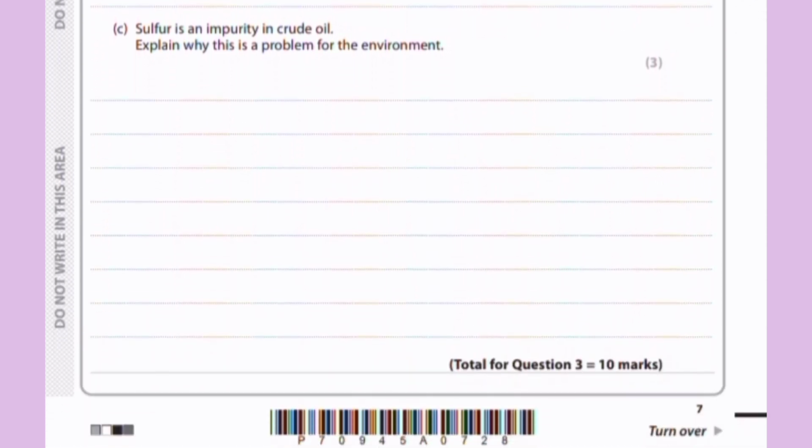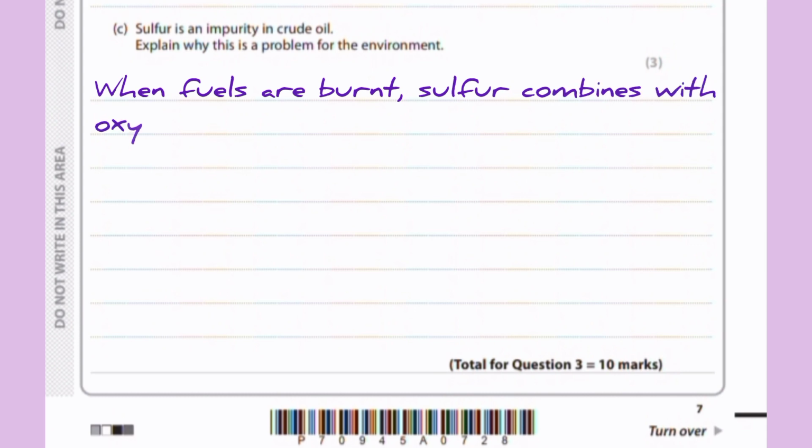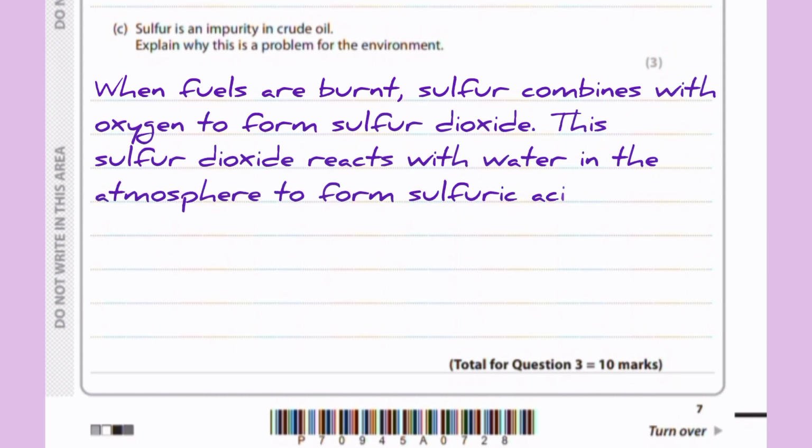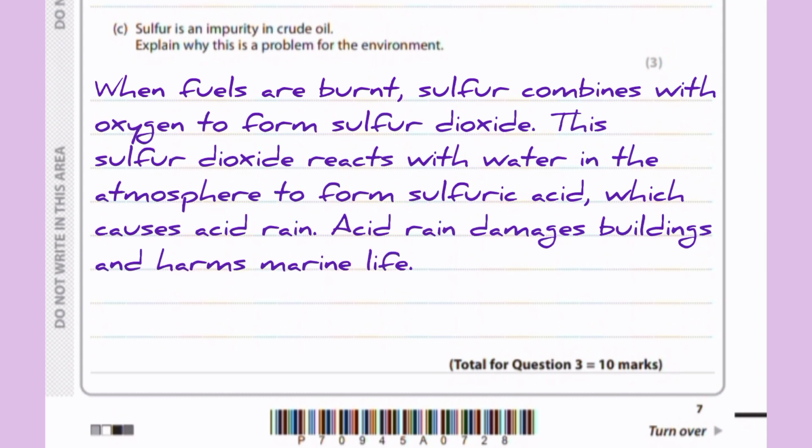C. Sulfur is an impurity in crude oil. Explain why this is a problem for the environment. The answer to this is simple. When fuels are burned, sulfur combines with oxygen to form sulfur dioxide. This sulfur dioxide reacts with water in the atmosphere to form sulfuric acid, which causes acid rain. Acid rain damages buildings and harms marine life.